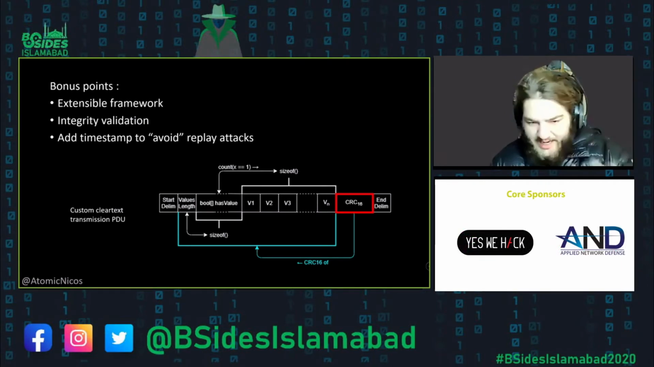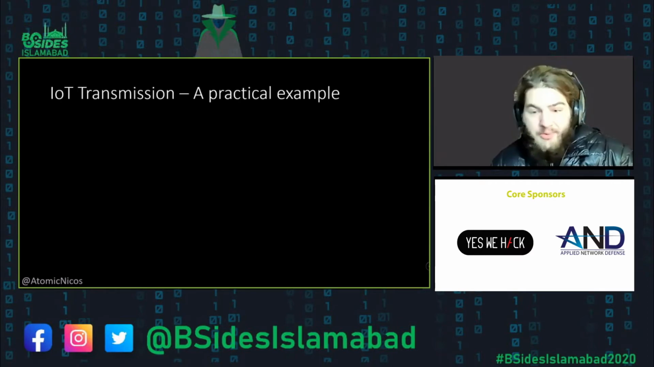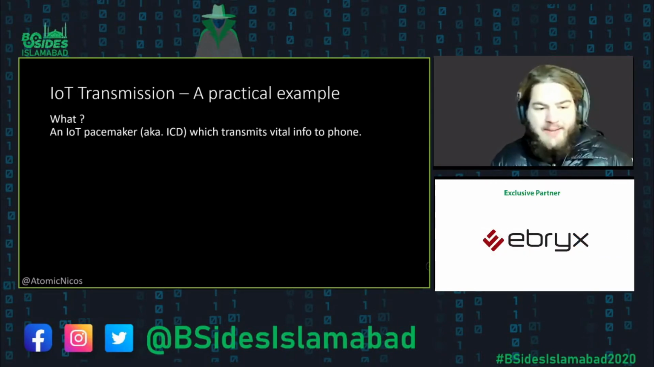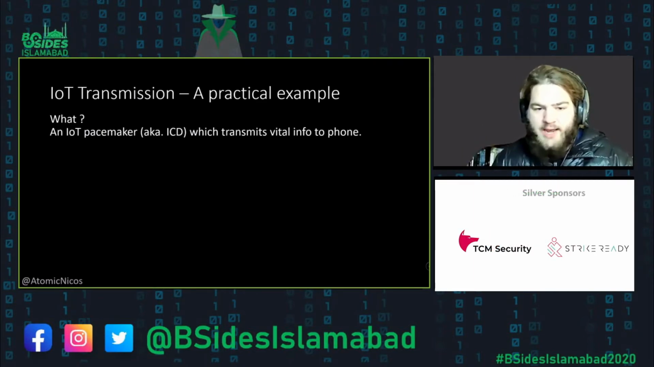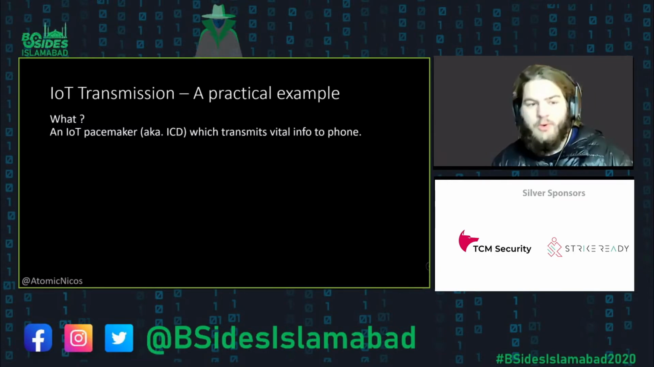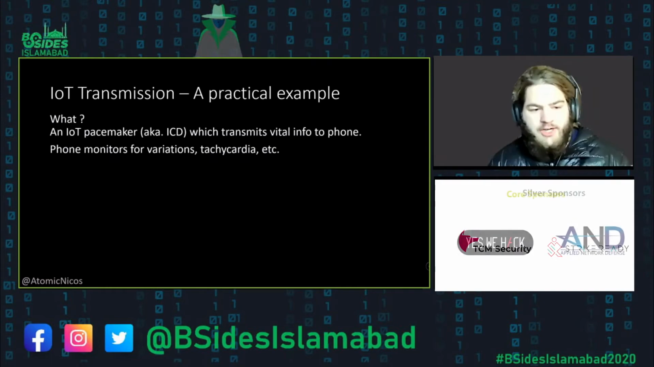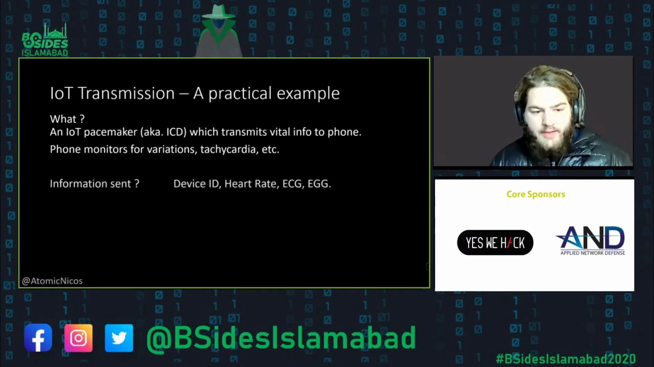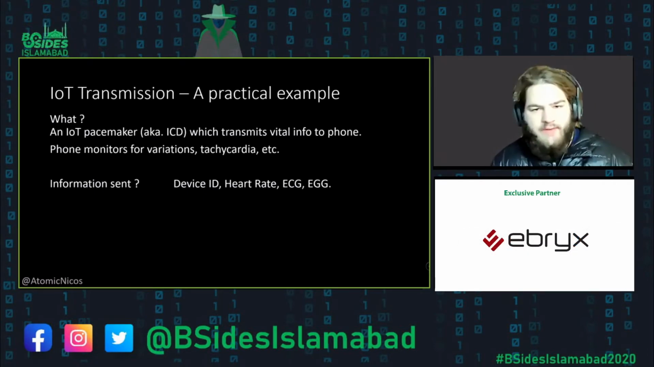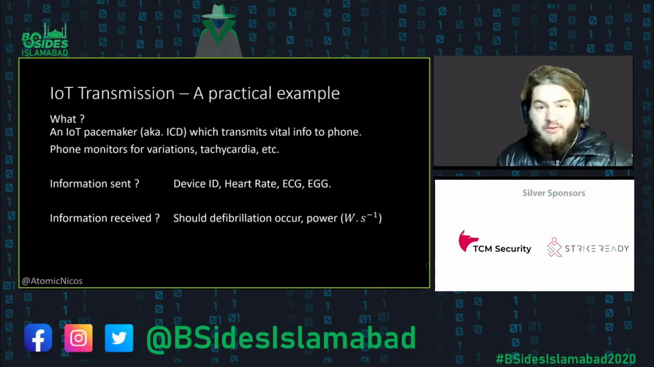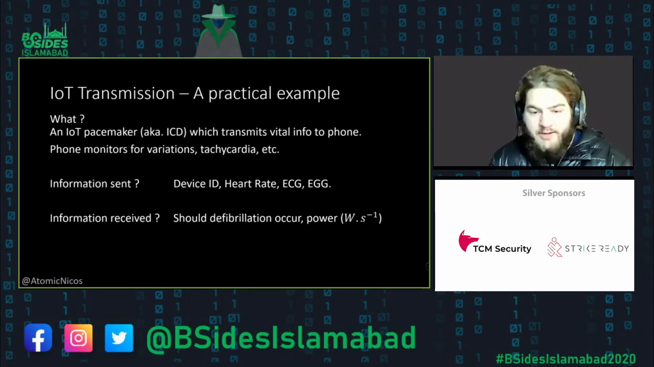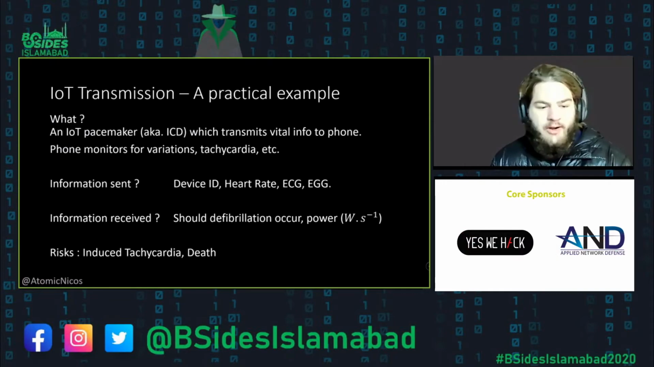So I'm going to take that very basic example and go into a practical example. We're going to talk about an IoT pacemaker. It transmits vital information to the phone. For example, if you have tachycardia, it should be able to call an ambulance or stuff like that. So the phone monitors for variations in your heart rhythm, tachycardia, etc. The information sent from the device would be the device ID, the heart rate, ECG values, EGG values. All these things are used to monitor heart activity. And the information received by the device would be whether defibrillation should occur, and also the power of said defibrillation. So the risks are, well, induced tachycardia, then death. Sounds fun.